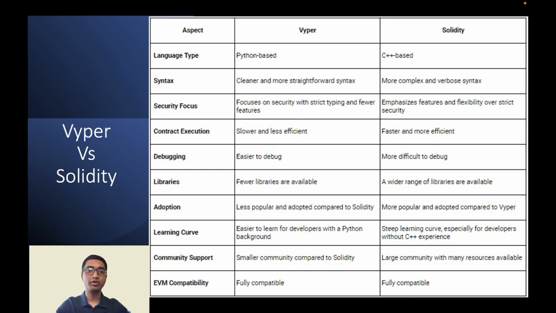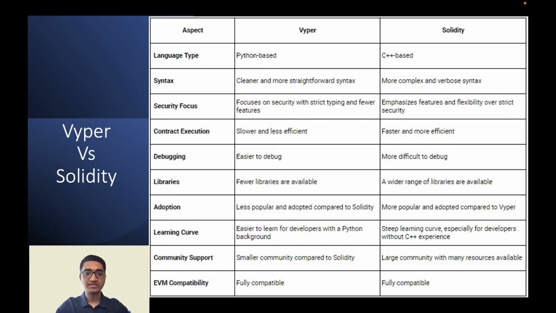Another thing about Vyper is because it's more Python based, it's slower and less efficient. That's because Python inherently is less fast and less efficient than C++, which is what Solidity is based on. Vyper, also being more readable because it's Python based, is easier to debug, whereas the Solidity syntax being more complex makes it more difficult to debug.